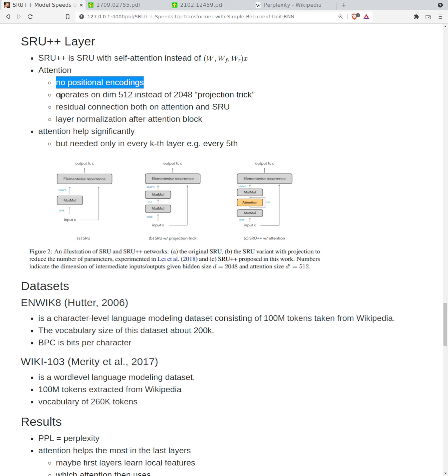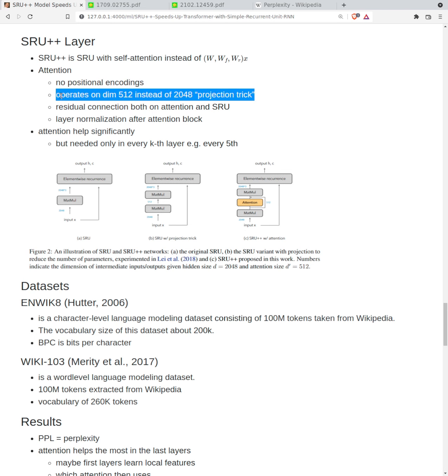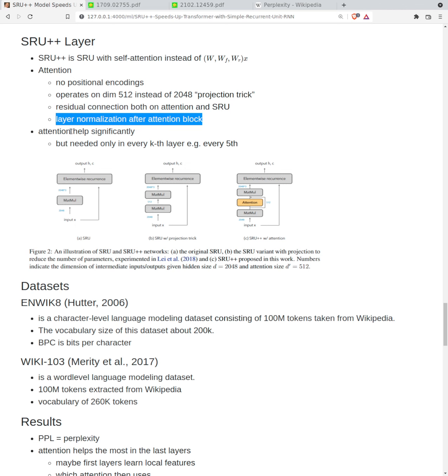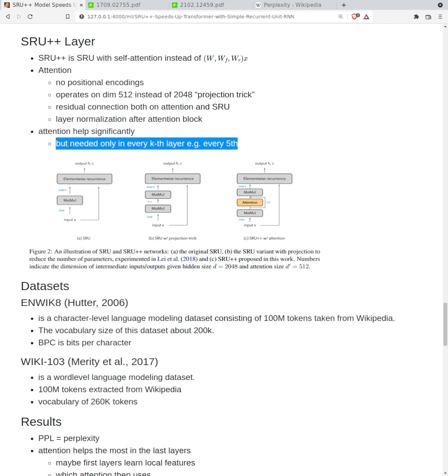They rely basically on the recurrent network layers in the first layers to do the position encodings. It operates on a smaller dimension. It uses serial connection, layer normalization. It seemed rather like a normal self-attention with some slight modifications. And what they mentioned is that the attention helps significantly. If they add attention, this architecture really is better. But they need much less attention, and that's where they get speed-ups.